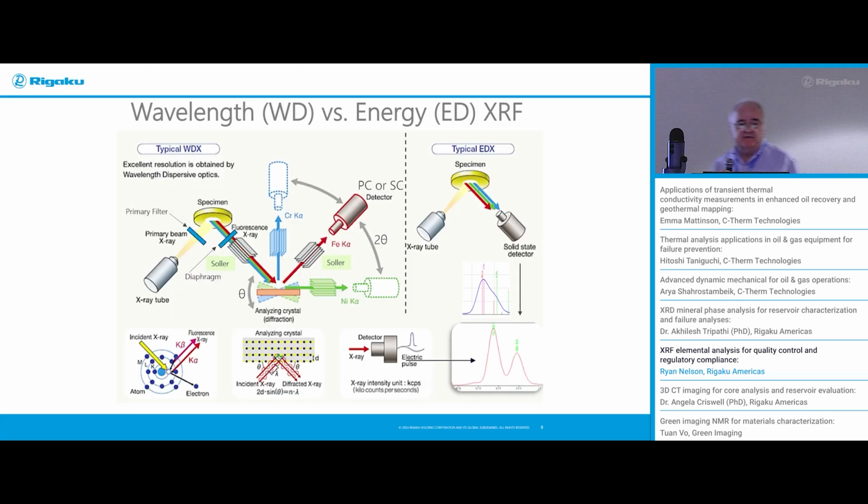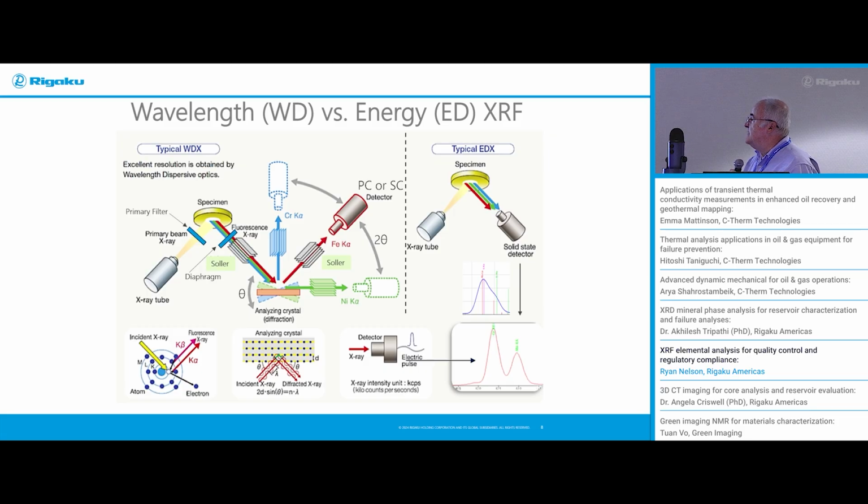Differences between the machines, of course. People may have ED based on budget and may have WD, but it's really resolution and LDL and detection limits. So in principle, of course, you have the primary beam passing through a filter, and then fluorescent X-ray secondary passing through a collimated slit to generate a parallel beam, scattering off of a crystal with a certain spacing, and then rotating in theta. And 2 theta is your detector array.